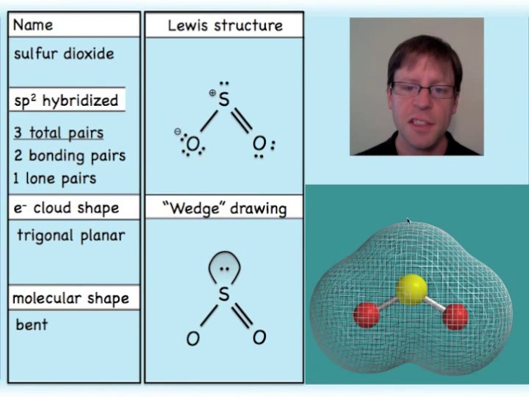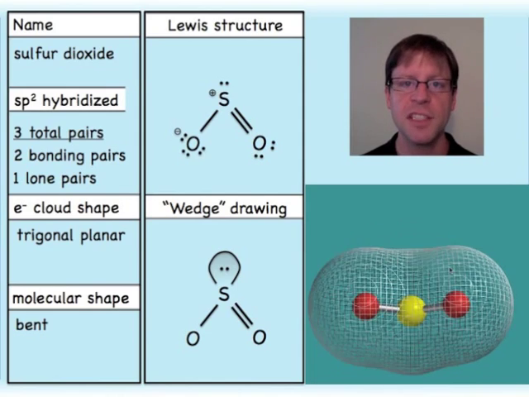So for the electron cloud, which includes all of this mesh, we still call it trigonal planar. It's up here, it's down here, and it's down here. But if you only want to talk about these different atoms, then you just have these three that you're going to talk about, and it is a bent geometry.